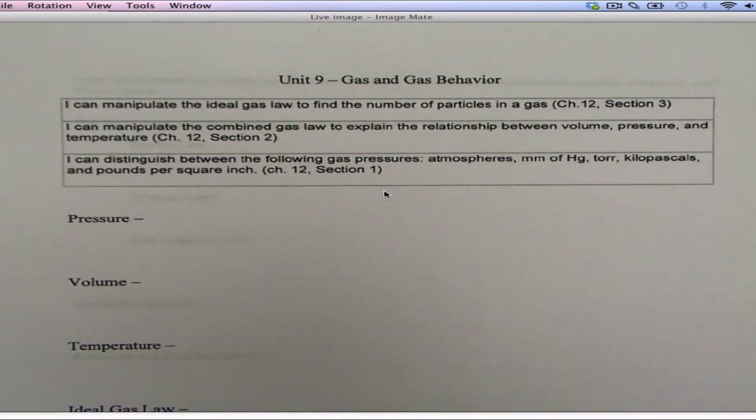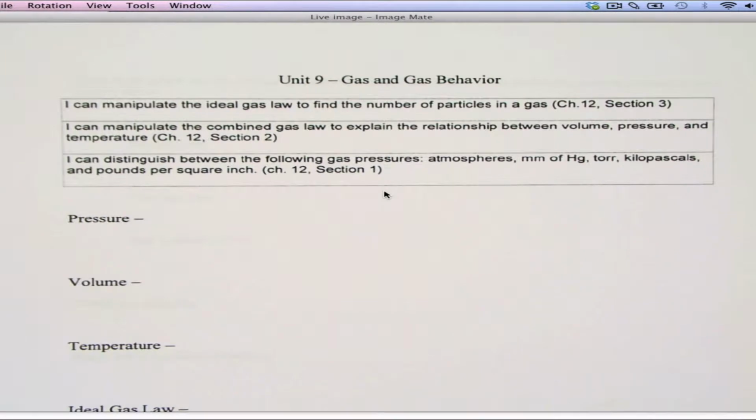All right, boys and girls, here we go. New unit: gases and gas behavior. So, in other words, how gases behave under certain conditions and how to calculate their behavior under certain conditions.